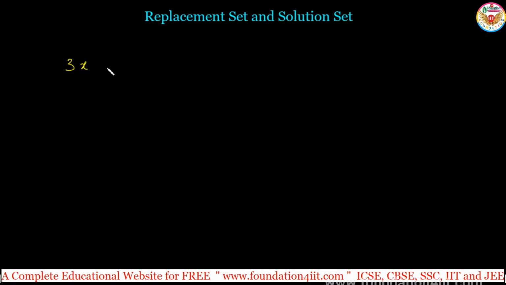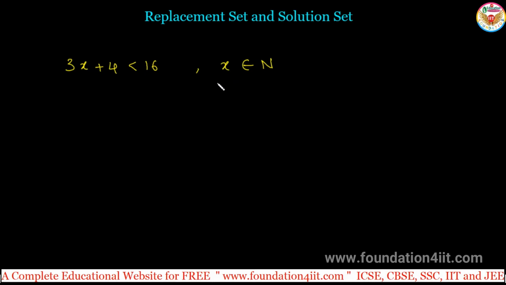For example, the linear inequation is 3x plus 4 less than 16, and here x belongs to N, the natural numbers. This is the belongs symbol. Now this is a replacement set. The set from which the value of the variable x is to be chosen is called the replacement set. So for this, we need to choose the x value only from the natural numbers. And the subset whose elements satisfy the given inequation is called the solution set.